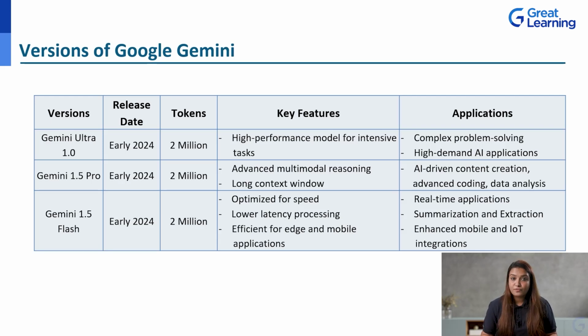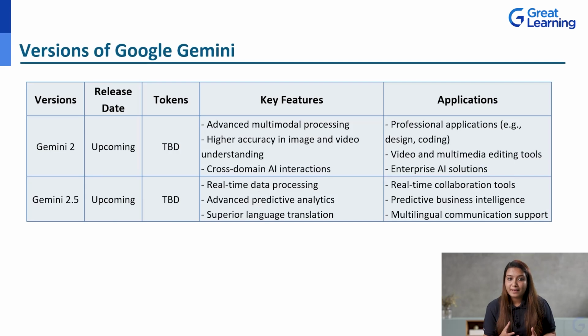Now let's see what the future is. What is Google preparing in order to get the next version? That is Gemini 2 and 2.5. We don't know much information about when it will be released for users, how many tokens it will have, or what the key features would be. It is just like an advanced version of 1.5 Flash: advanced multimodal processing, higher accuracy, image and video understanding, cross-domain AI interaction. So all these would be the features of 2. And it is generally used for video and multimedia editing tools. If it comes, editing would actually be comparatively very easy.